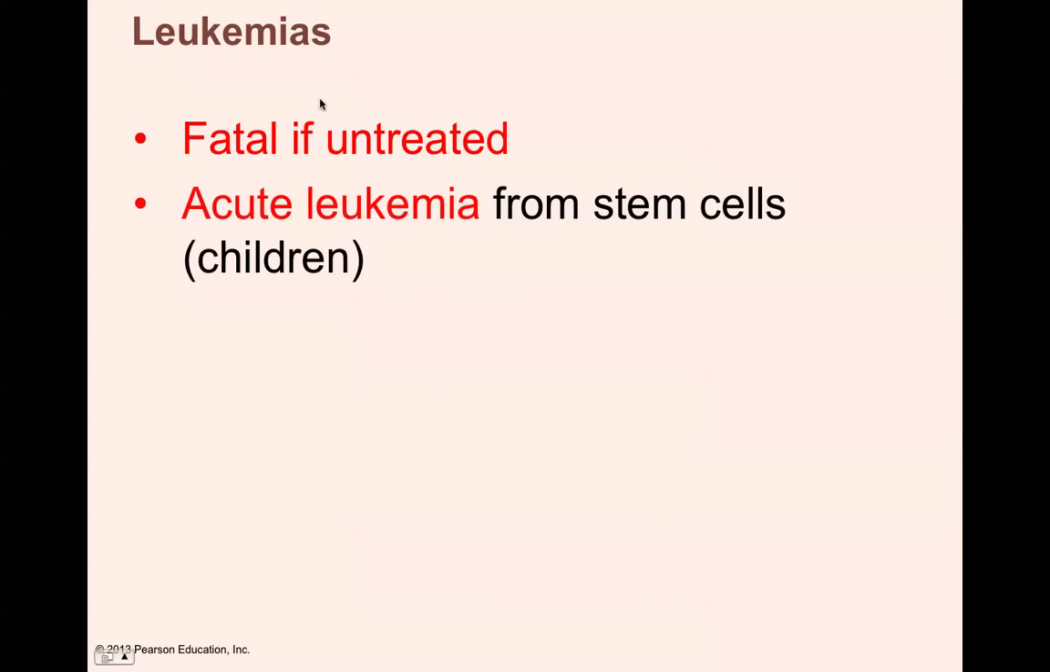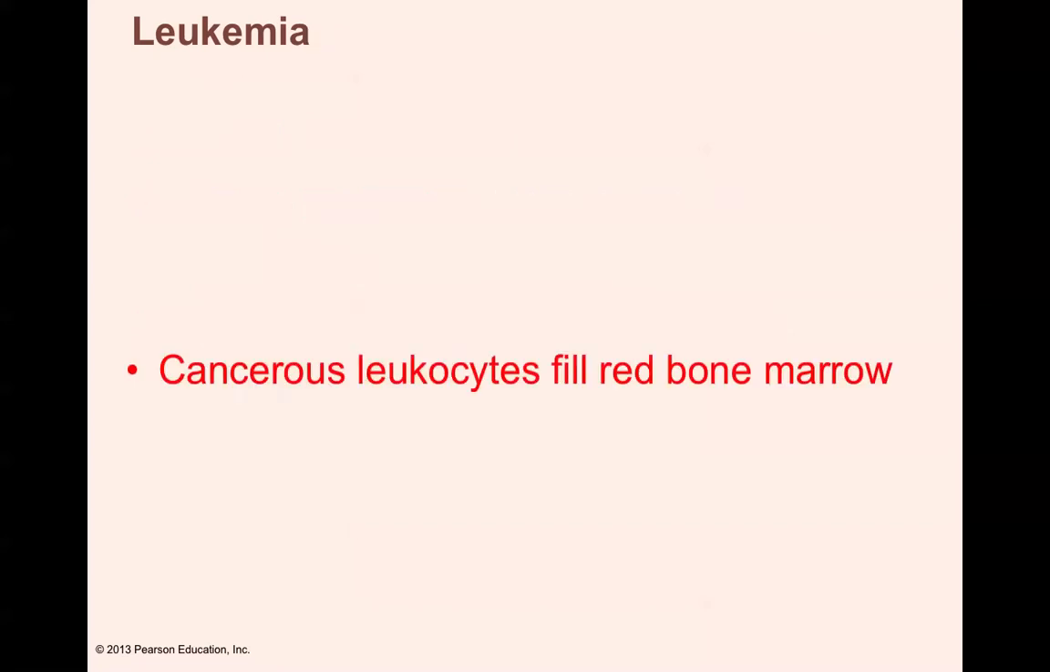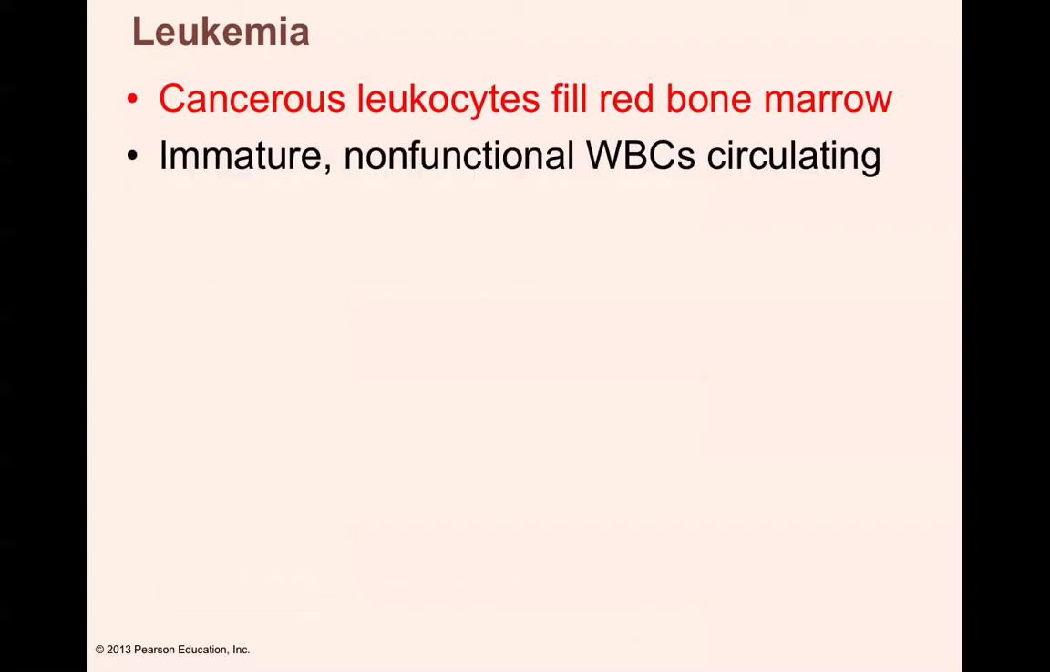Leukemias. This is a cancer of one of the types of white blood cells. It's fatal if untreated. Acute leukemia actually arises from the stem cells. Chronic leukemia occurs more often in older individuals. Leukemia is when cancerous leukocytes fill the red bone marrow. There are immature, non-functional white blood cells that are circulating.